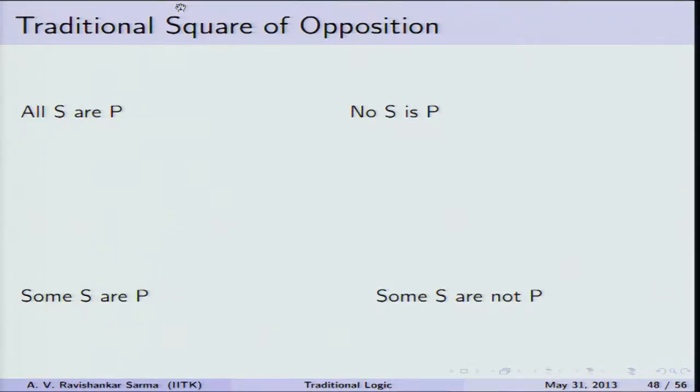So this is what is considered to be a square of opposition, where the diagonals are considered to be contradictory to each other, whereas the ones which are at the same level, in the first level, are considered to be contrary to each other. The square of opposition will be like this. So it can be explained in this particular kind of way.